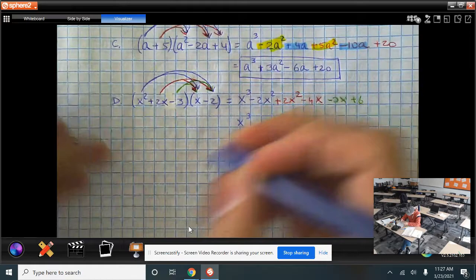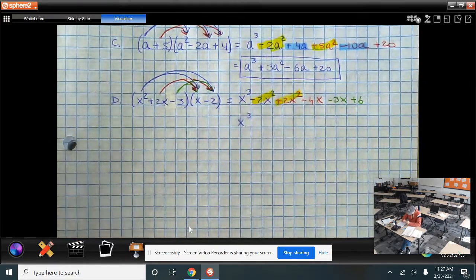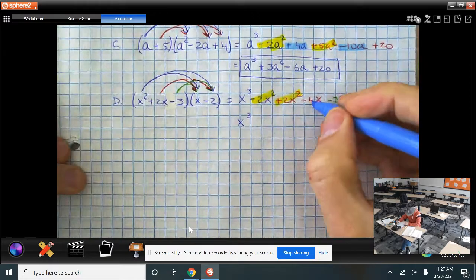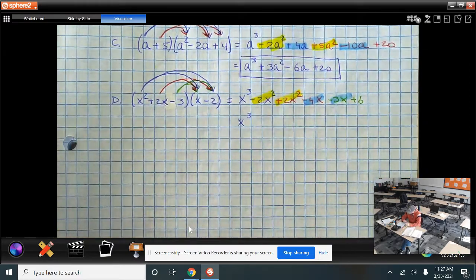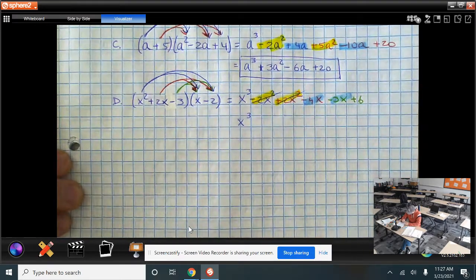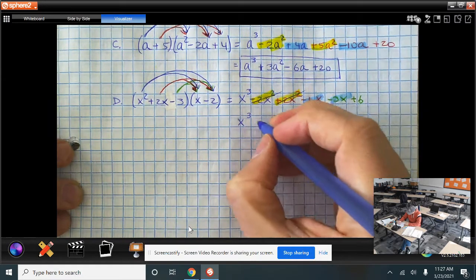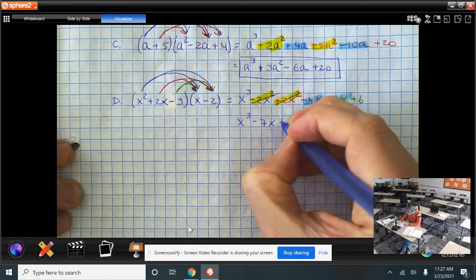So that's going to give me x cubed. Let me find my like terms here. Those are like terms. And these are like terms. Hey, look at that. That happened again. That negative 2x squared and positive 2x squared cancel each other out, so there's no x squared term. Negative 4x and negative 3x make negative 7x, and then plus 6.